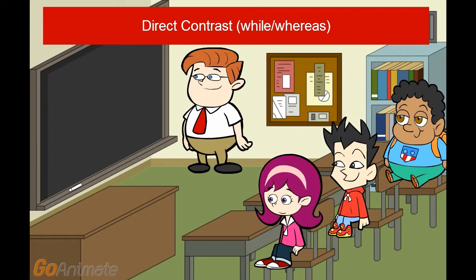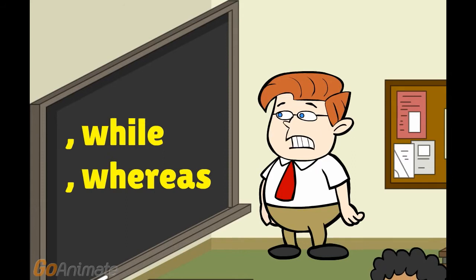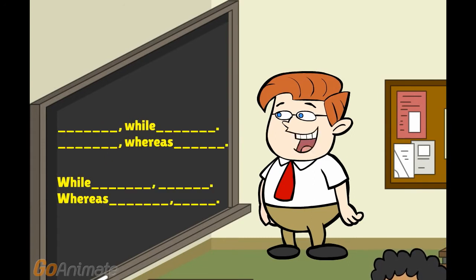Today, we are going to study while and whereas. They are used to express direct contrast. We use whereas and while to express direct contrast. We can use while and whereas in the beginning or in the middle. When they come in the middle, we use a comma before them.